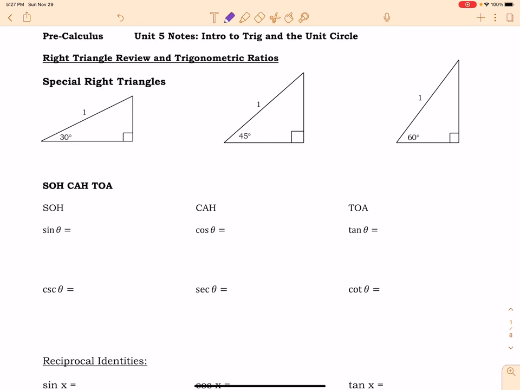Okay, we are starting Unit 5. It's the best unit in the whole world. It's my favorite: intro to trig and the unit circle. The unit circle is so much fun. You're going to love it. And in order to understand it, we have to revisit special right triangles.